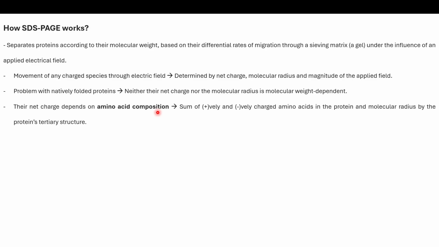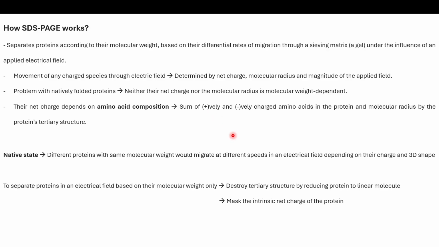So if each amino acid shows different behavior in different pH, then the overall charge on the protein isn't really uniform. The sum of positively and negatively charged amino acids in the protein, and the molecular radius determined by the protein's structure, vary. This net charge is influenced by the positively and negatively charged amino acid residues. So in a native state, what happens?